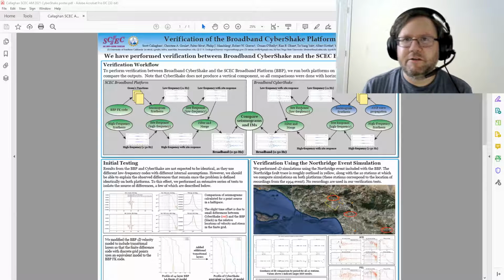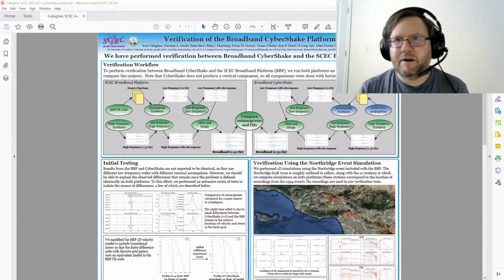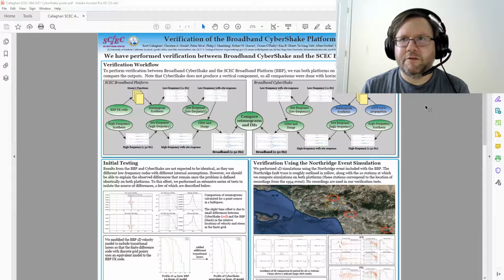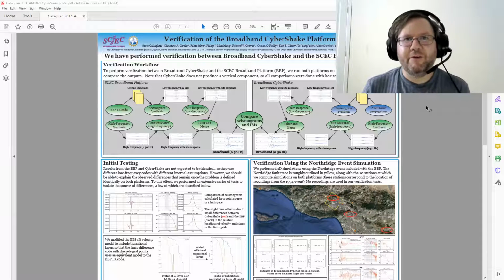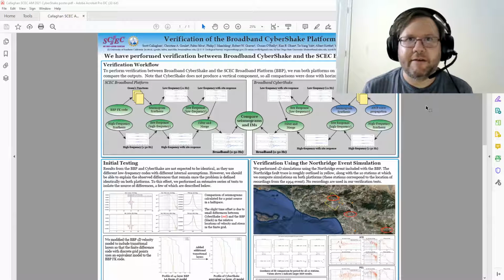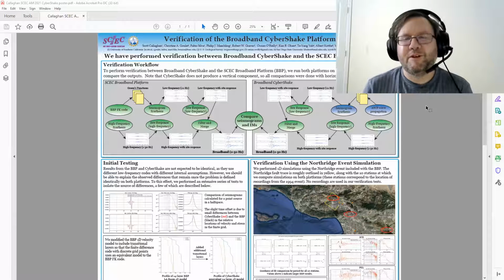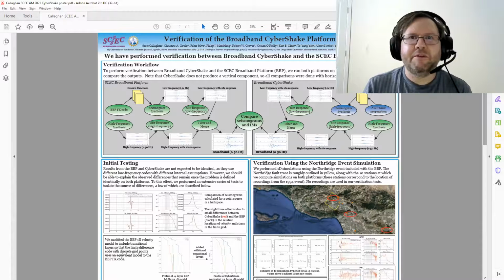Broadband CyberShake uses the same codes to calculate site response and do the filtering, do the high frequency, but different codes when it comes to the low frequency components. We want to compare these results and see if we get good agreement, because if we get good agreement, that gives us a lot of confidence that both simulations are working correctly. We don't expect them to match exactly, but we did want to be able to explain why we see differences.